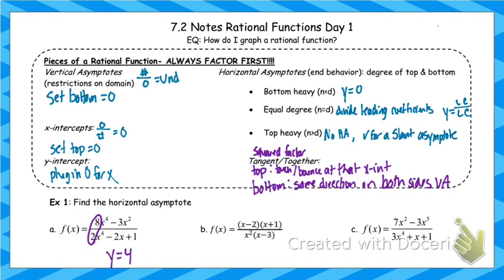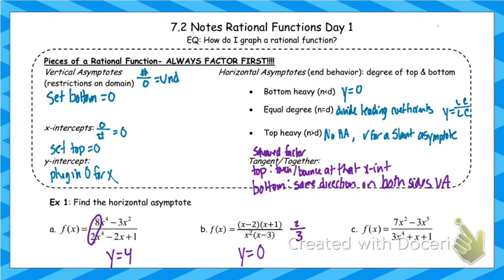All right, looking at the next one. That's a first and a first, so that would overall be a second degree. I've got squared and first, so that would be third degree. That means that this one has a higher degree on the bottom, so it's bottom heavy, so it's y equals 0.